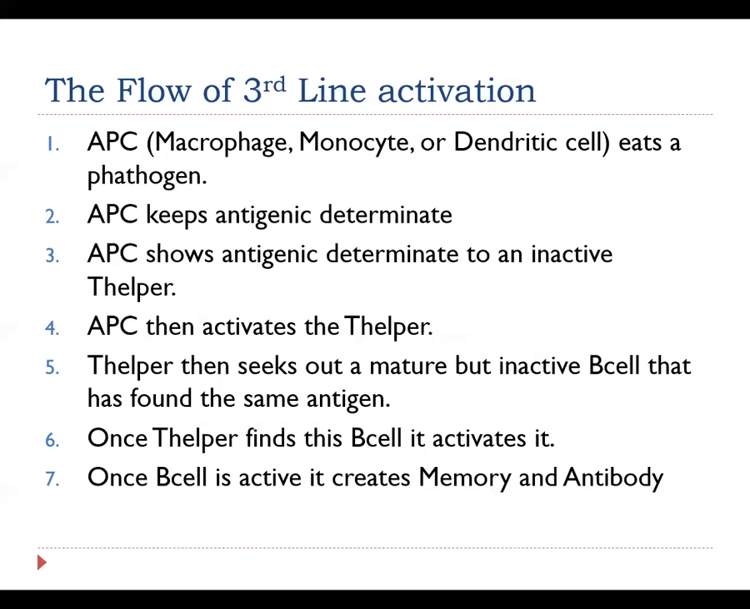That same T helper then seeks out a mature but inactive B cell that has found the same antigen. Once the T helper finds this B cell, it activates it by secreting B cell activation factors and a group of interleukin. Once B cell is active, it creates memory and antibody. Those memories and those antibodies are specific to the antigen which they were activated to.